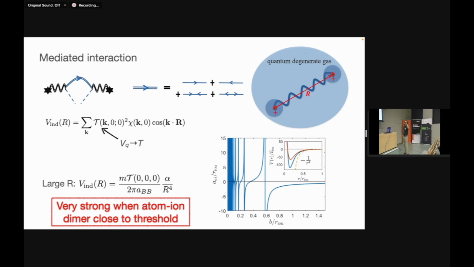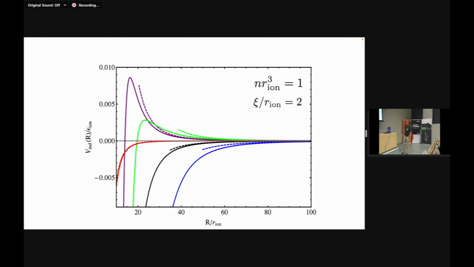And then you can see that when the atom-ion scattering is resonant, so when they are close to supporting a bound state, the scattering becomes very strong, and the induced interaction, as a consequence, also becomes very strong. This you can just see. This is what comes out of theory. So if you can now start doing this Feshbach physics that you've done already for the atom-ion physics, that should also generate a very strongly mediated interaction. So let's look at what happens.